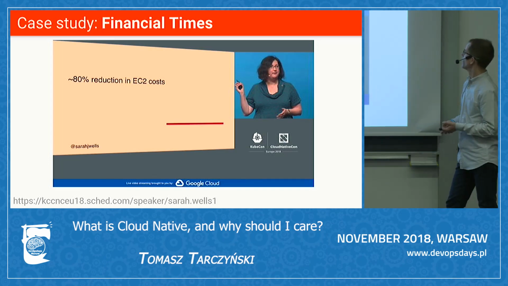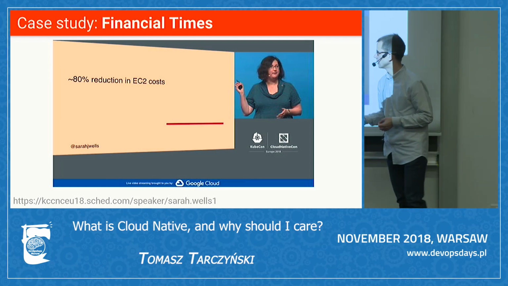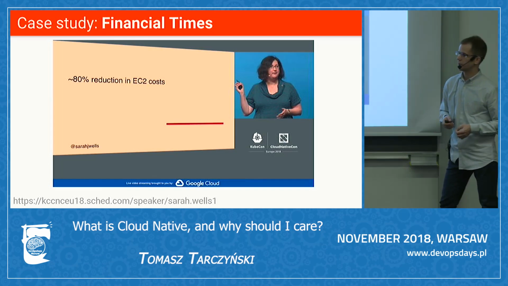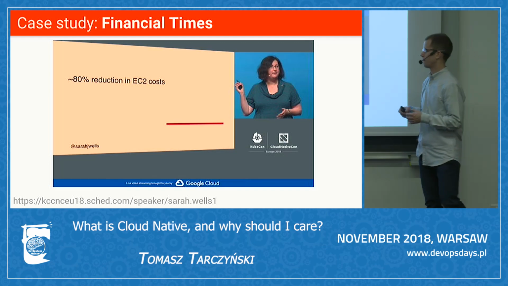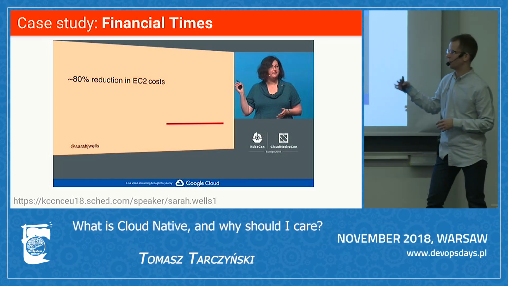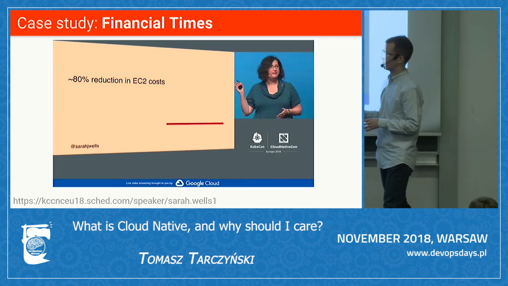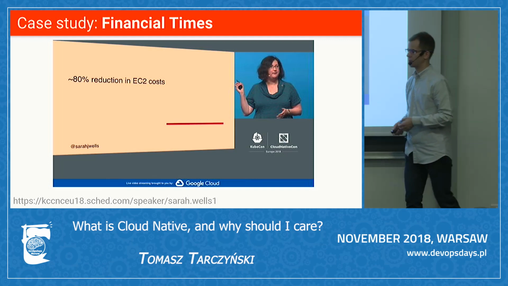If you are interested in this kind of case studies and to see how different companies dealt with that, I would recommend a talk. It's by Sarah Wells from Financial Times. The talk was done in KubeCon 2018. And what is interesting to me in that talk is that she mentioned that not only they've seen all those improvements in reliability and velocity, but also the operational costs went down by something like 80%. So they were using their compute infrastructure much more efficiently.